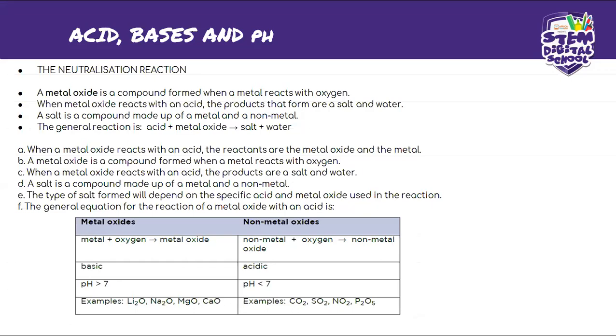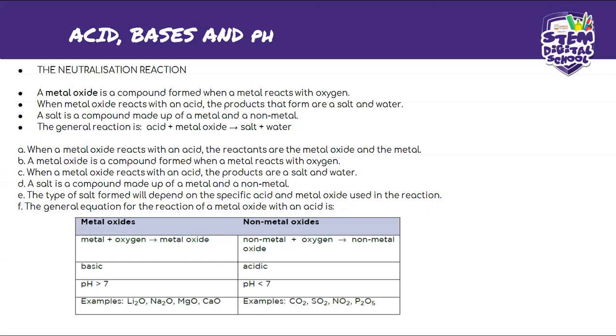So let's look at the general reaction. The general reaction is an acid plus a metal oxide giving us salt and water. I hope that is fine. When a metal oxide reacts with an acid, the reactants are the metal oxide and the acid.